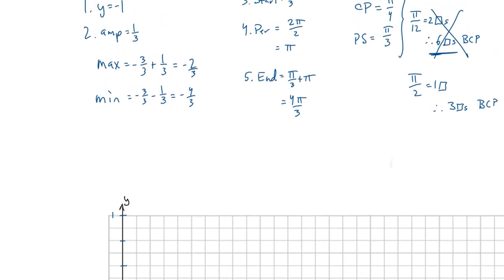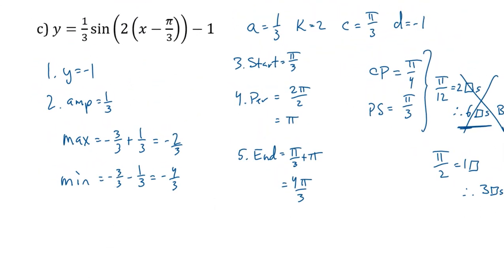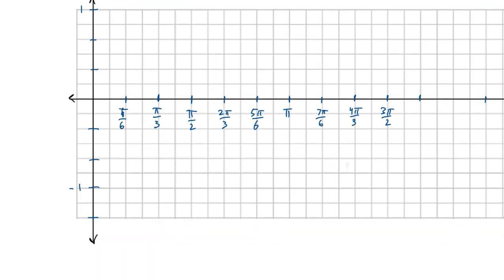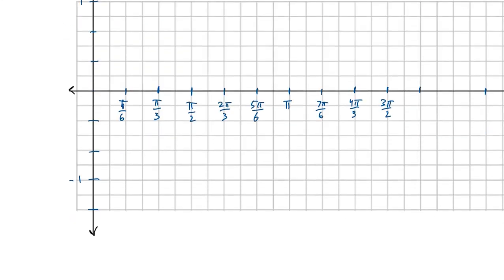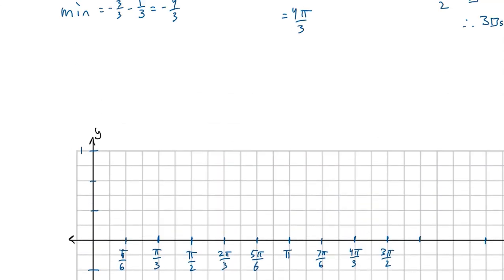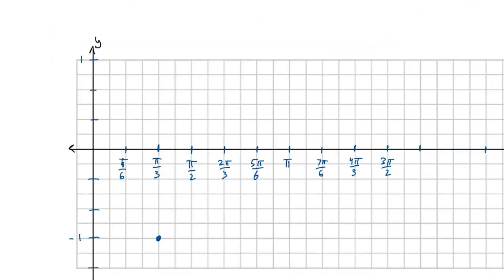Okay, let's quickly graph this. It's sine. Sine starts on the 0 line. No reflection. 0 line is -1. Start is pi by 3. So -1 and pi by 3. I'm going up and down a third, and I made a third 2 squares.